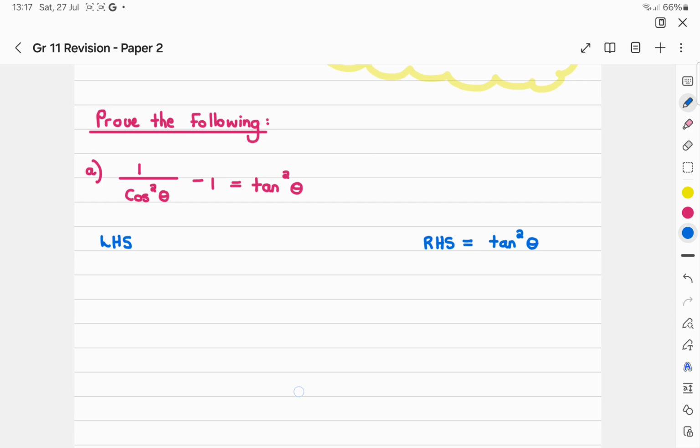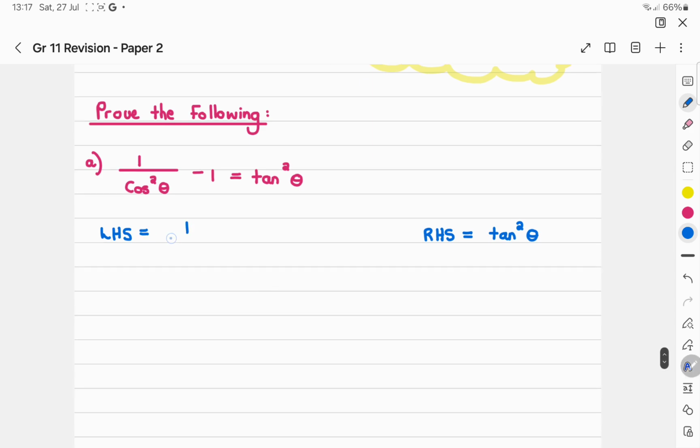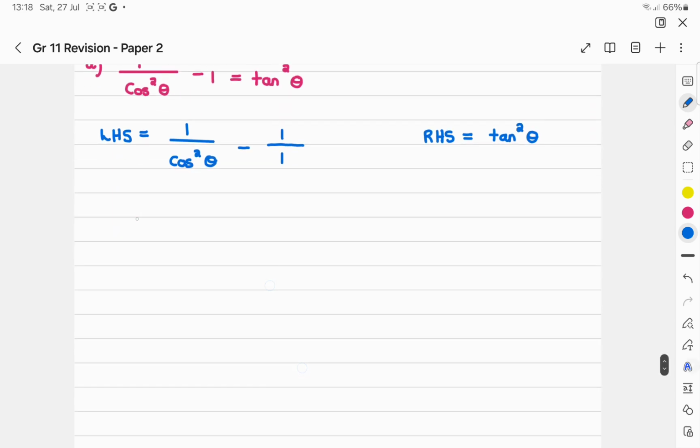Okay, so let's write up our left-hand side. It's 1 over cos square theta minus 1, and immediately when I see fractions, let me make this one also a fraction as 1 over 1. I force it into a fraction by putting it over 1. And now the only thing I can do from here is get a common LCD. So I want to put them both over cos square theta.